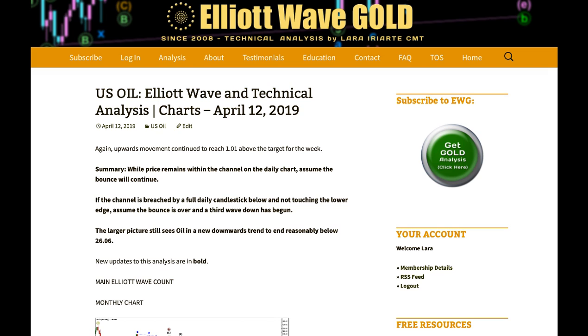The bottom line is oil, at the daily chart level anyway, is within an upward trending channel. It's within an upward trend. Assume the trend remains the same until proven otherwise.